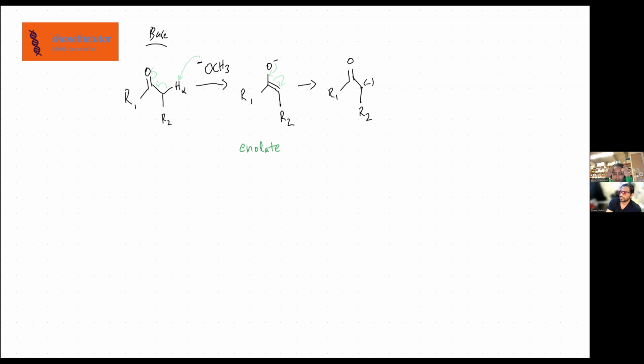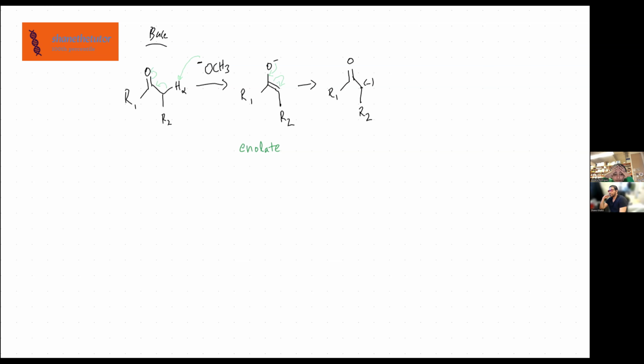I'm not sure. So that OCH3, that's just a base, right? Like one unit of a base. And it must be a strong base. Think of it like this: if it's a weak acid, to get it to behave like an acid, you need a strong base. If it's a weak base, to get it to behave as a base, you need a strong acid.